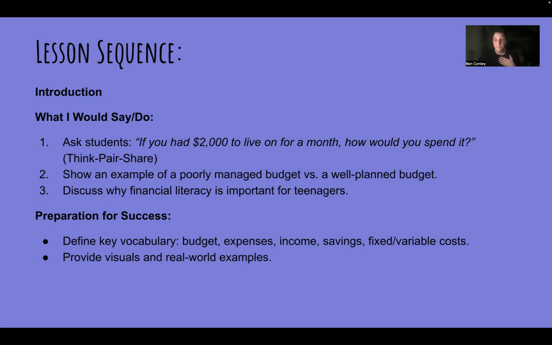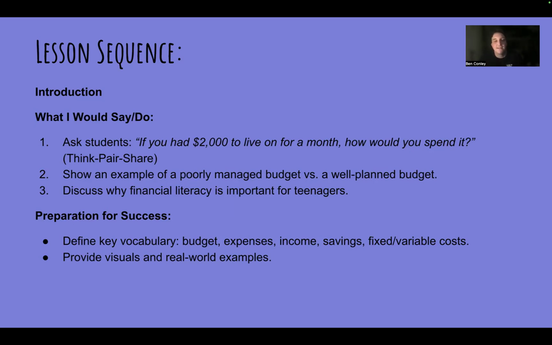Personally, I could use my own budget from maybe 5 or 10 years ago, when I had a poorly managed budget, and then what I have now, the well-planned budget, but anonymous. And third, discuss why financial literacy is important for teenagers, because it is really important to learn these things the younger you are, because then you wouldn't find yourself pushing 30 and in a large amount of debt, ideally.